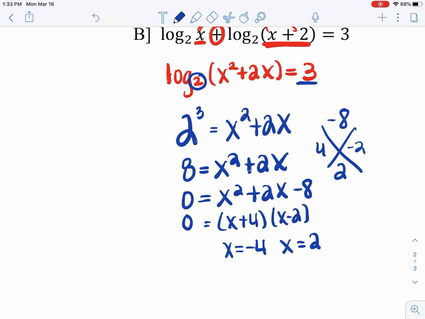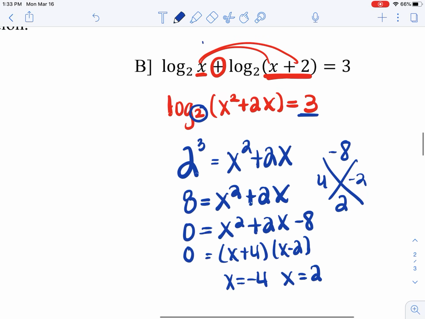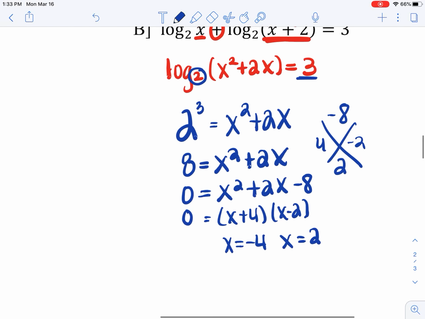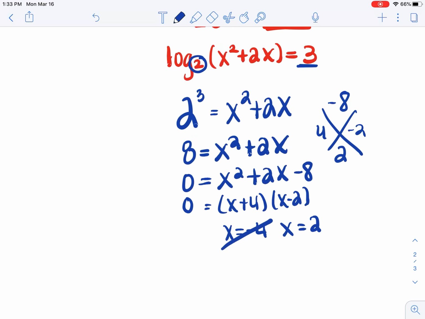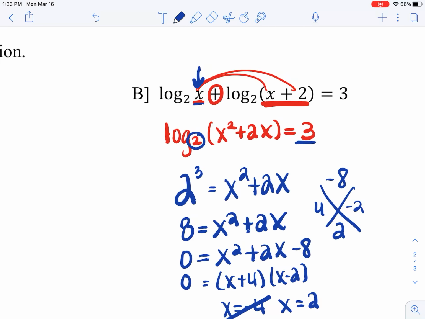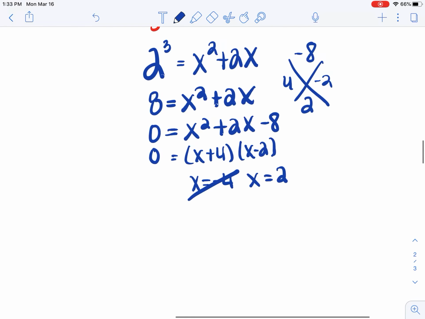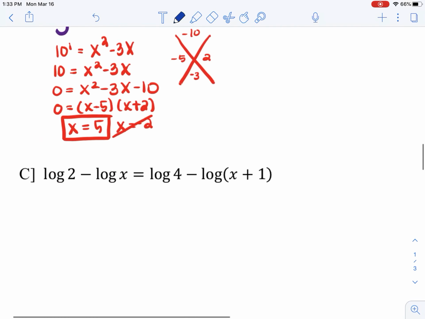Check to see if either are extraneous by plugging back into the original. Let's start with the negative 4. If I plug in negative 4 here, my argument's negative 4, which is not allowed. I don't even have to check in any other one. If I plug in 2 here, I get an argument of 2, which is good. If I plug in 2 here, I get an argument of 4, which is good. So my only solution is 2.